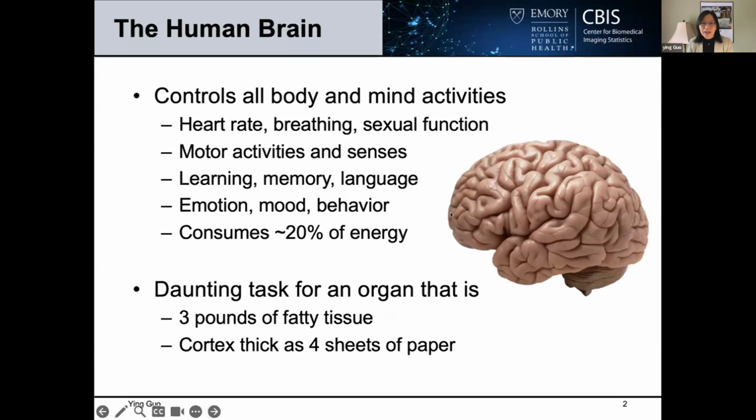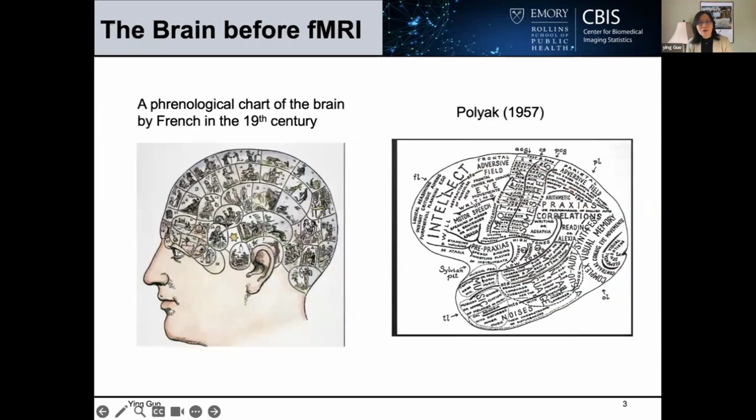So when you're looking at the brain, it's 3 pounds of fatty tissue, and most of the neurons are located on the cortex, which is the outer surface of the brain, which is as thick as 4 sheets of paper. So if you open up all the cortex regions and smooth out all the foldings, the area of the cortex surface is about the same size as a baby blanket, basically.